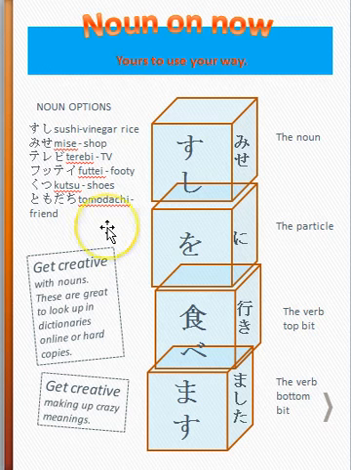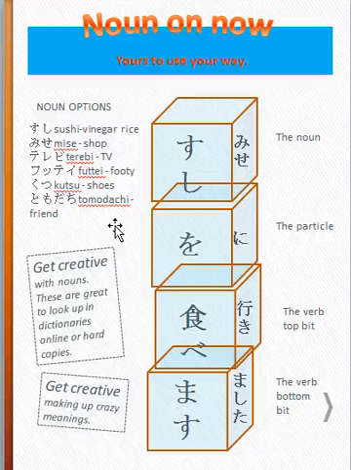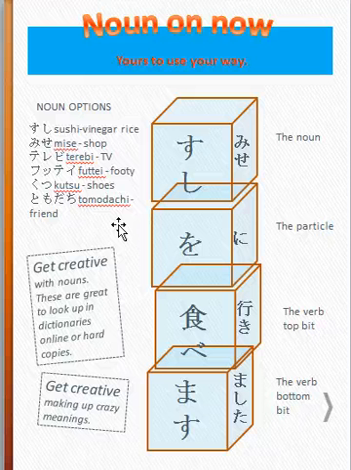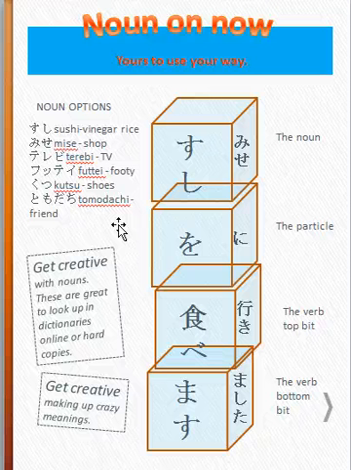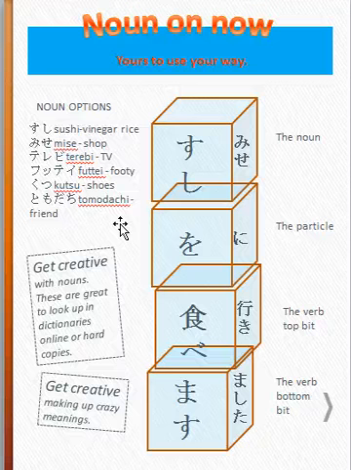Here are some noun options which I think fit the verbs quite neatly. Sushi goes with tabe, sushi o tabemasu. Mise goes with iki, as in I go to the shops, mise ni ikimasu. Terebi goes with mi, so terebi o mimasu is I watch TV. Futi o shimasu, I play footy. Kutsu o kaimasu, I buy shoes. And tomodachi o aimasu, I meet my friends.